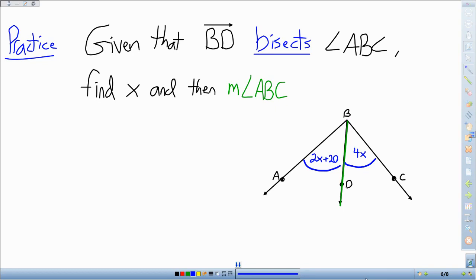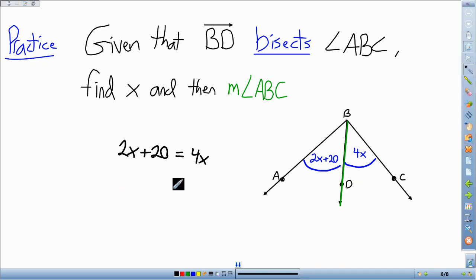All right, so let's see how you guys did on this one. So making my equation here, I start on the left here. So I'm going to say 2x plus 20, this angle, okay, is equal to the other angle, 4x. All right, just a reminder, they're equal because this line is bisecting this whole angle. It's cutting it into two equal halves, two congruent halves.